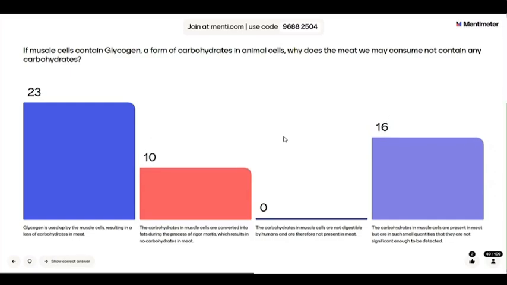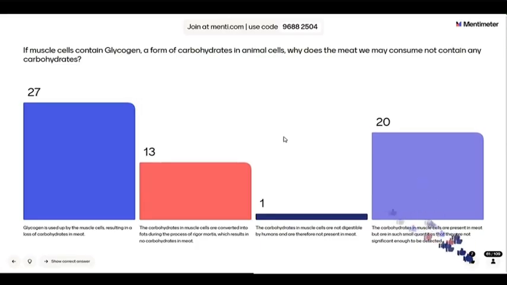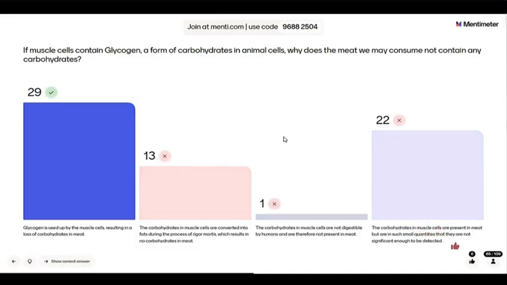Ooh, a little bit of indecision within the group. It looks like a slight majority going with A, that glycogen is used up by the muscle cells. Next best response is that the carbohydrates are present in meat in such small quantities that they're not significant enough to be detected. And then a good chunk of people also think they're converted to fats during the process of rigor mortis. Now the correct answer is A. Let's talk through this.